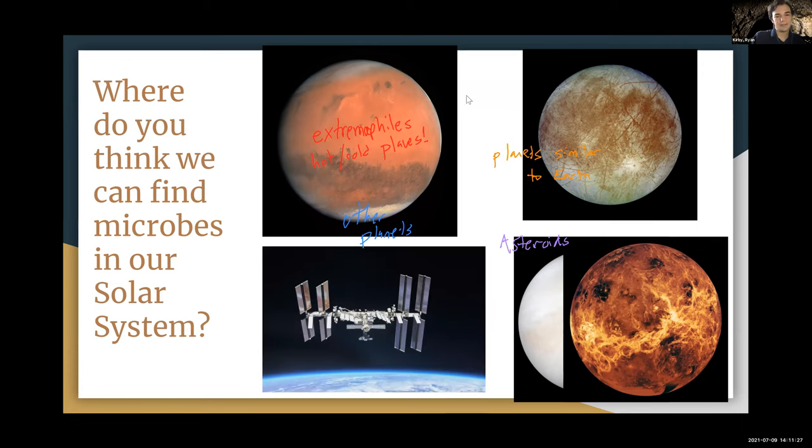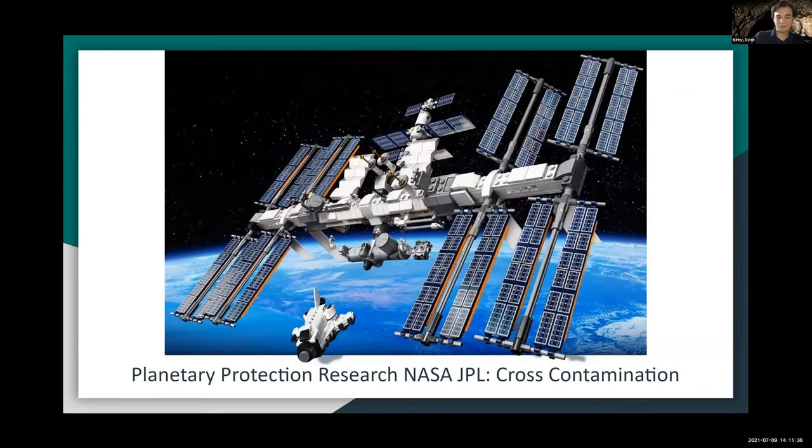And so the last place that I put down here is maybe one that most people wouldn't be thinking of to look for microbial life. And this is the International Space Station. And so a big part of hunting for microbial life comes down to us. We put life into space. And so we need to be very cautious of that when it comes to looking for natural microbes.